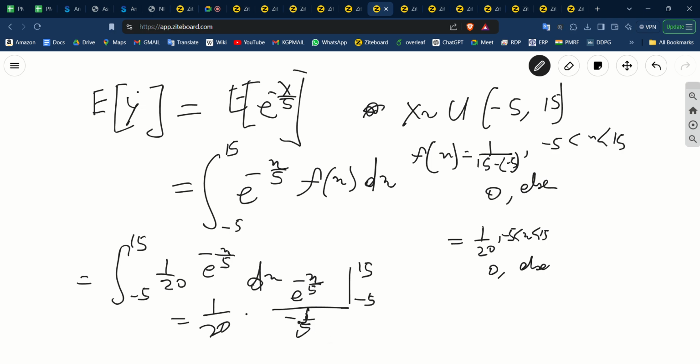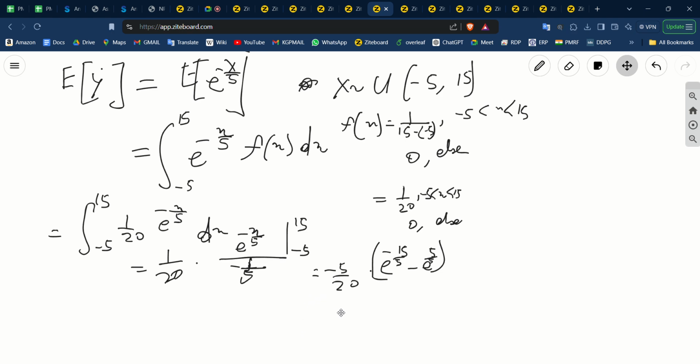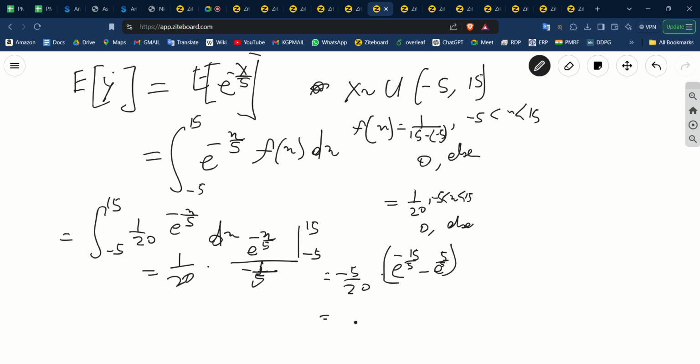So this 1/5 will go up. So this will become -5/20 times e^(-15/5) minus e^(-(-5)/5). Let's zoom out a bit, and this will become -1/4 times e^(-3) minus e^1. So 1/4 times e minus e^(-3).